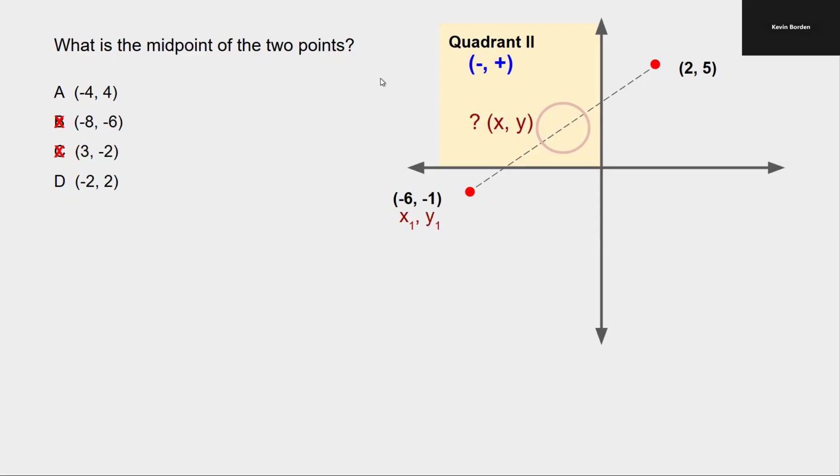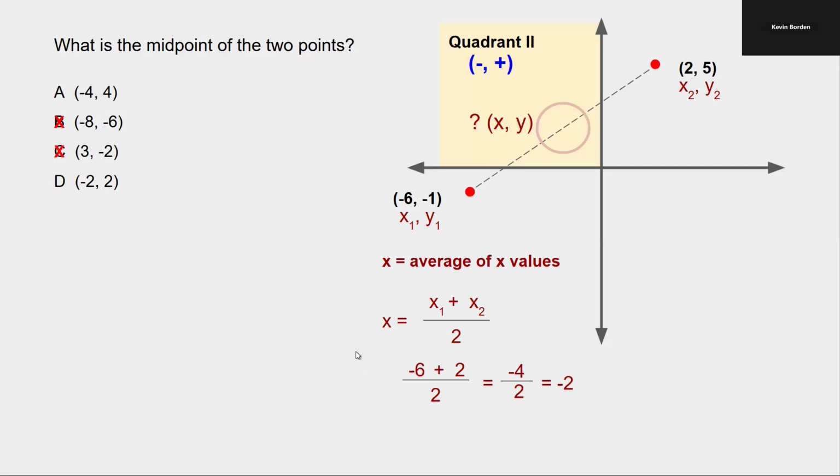Before we do that, let's label our first point, x1, y1, much like we do when finding the slope, x2 and y2. But in this case, we are going to take the average of the x values. And that is going to be the x part of our coordinate. So the x part of our coordinate is going to be x1 plus x2 divided by 2. Our x values are -6 and +2. -6 plus +2 divided by 2 is -4 divided by 2, which is -2.